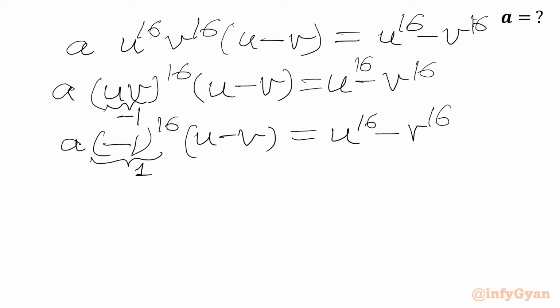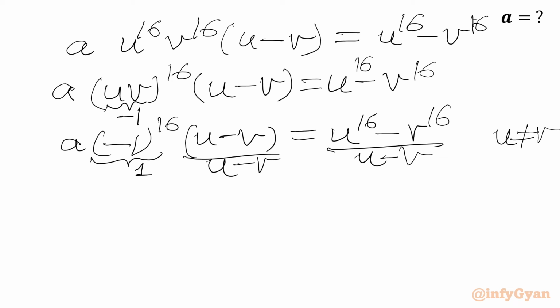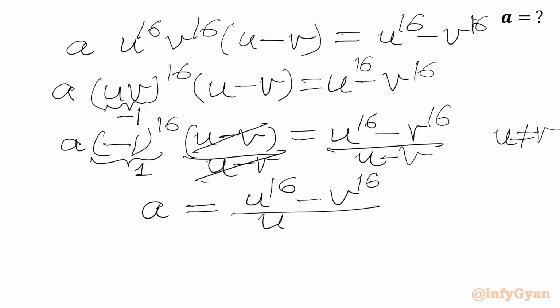Now I can divide both sides by u minus v, as u cannot be equal to v from the quadratic equation. Now we can cancel u minus v from the LHS. We are going to get a only, which is required as per problem. A will be equal to u power 16 minus v power 16 over u minus v.